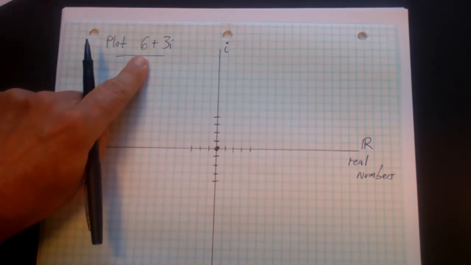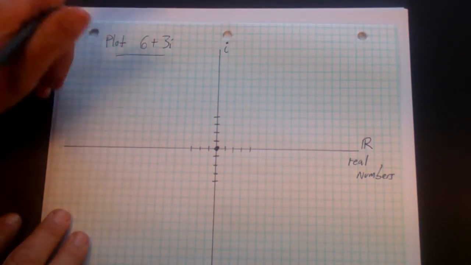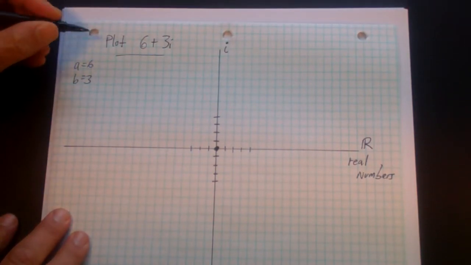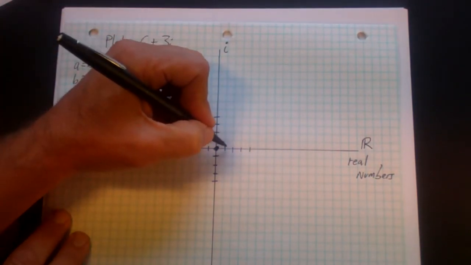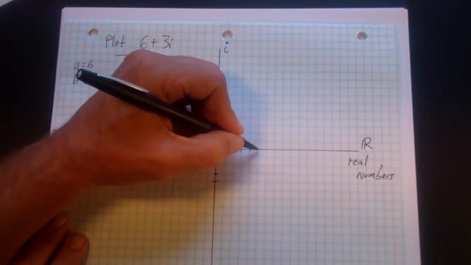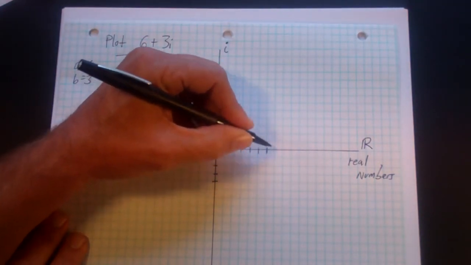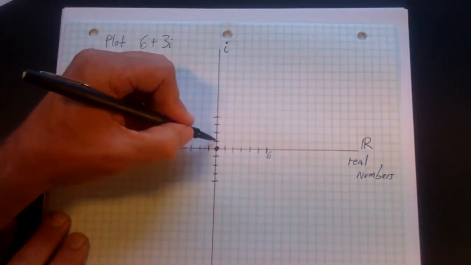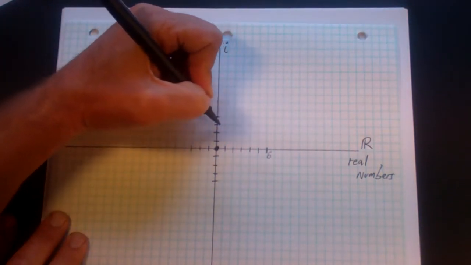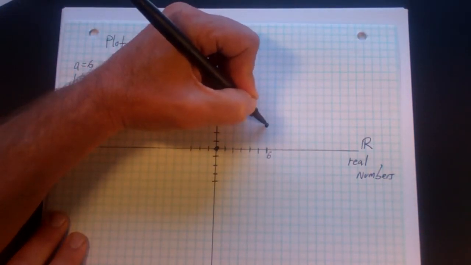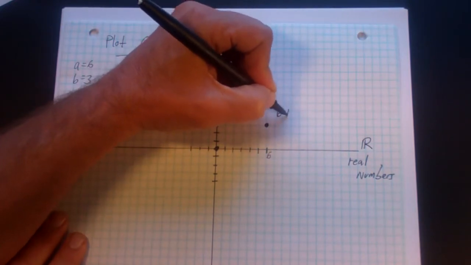So if we're going to plot 6 plus 3i, it's pretty straightforward. We know that a is 6 and b is 3. So we're going to go 6 units. That's on the real number line because it's a real number. It's going to be 1, 2, 3, 4, 5, 6. And then 3 will be the 3i, so it's imaginary, so it's 1, 2, 3. So you go here, that's 3i, so if you read across, that's going to be 6 plus 3i right there, and that's all you do.